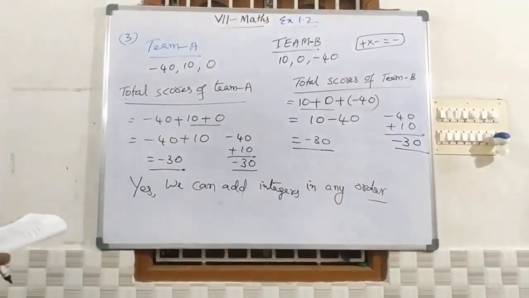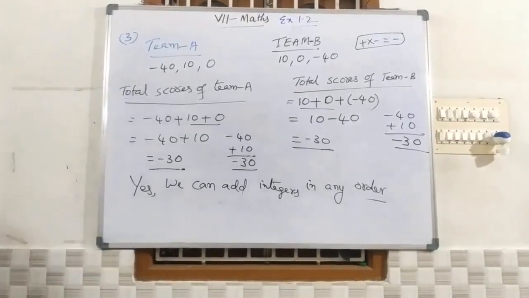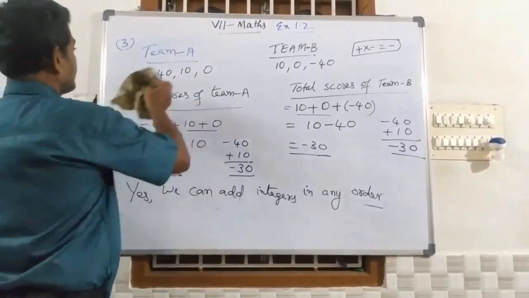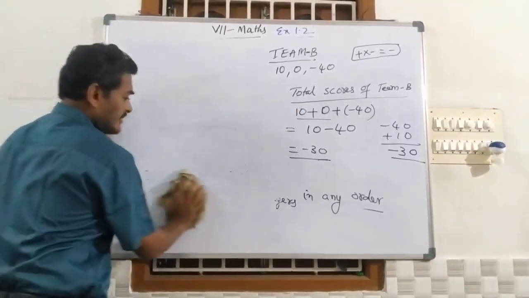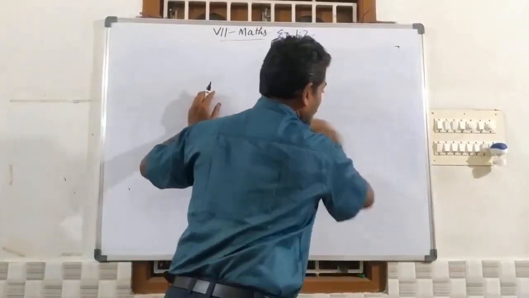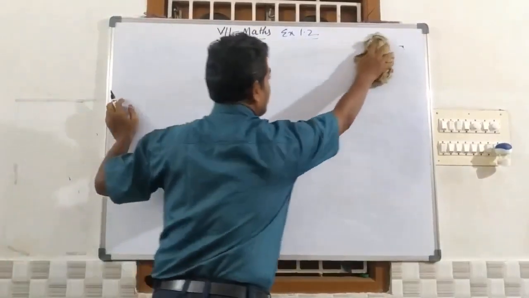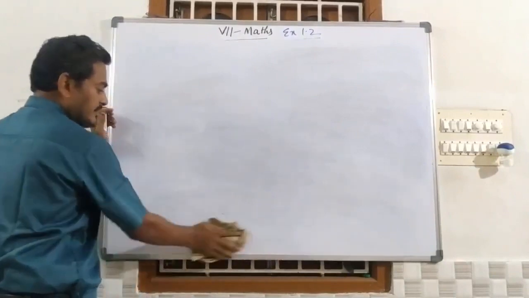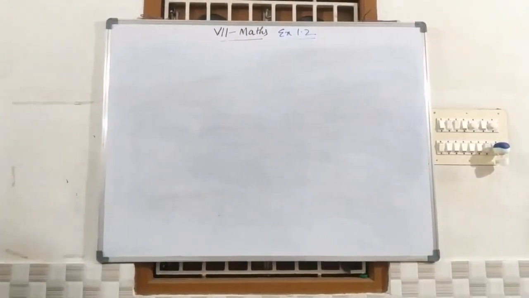Okay. Now we go for the fourth question. In this fourth question, there are some fill in the blanks. A plus 0 equals A. Here 0 is called the additive identity.